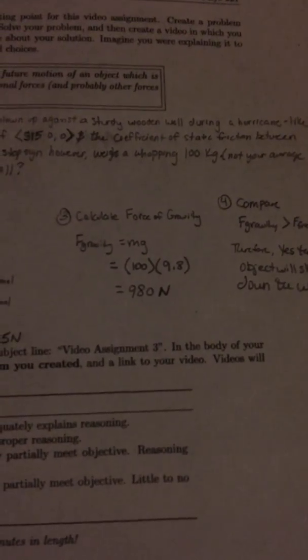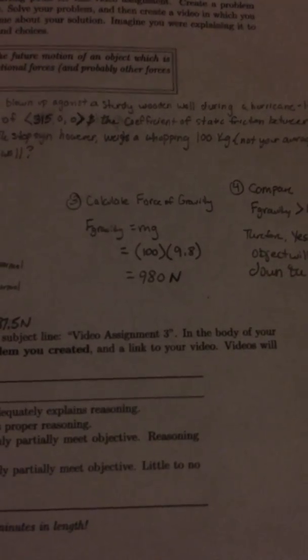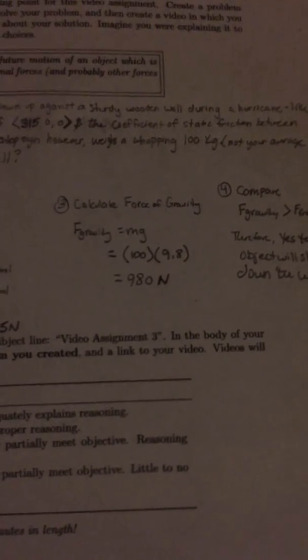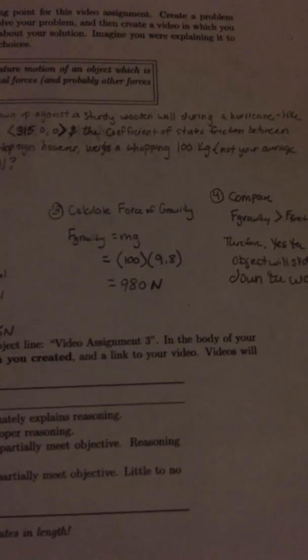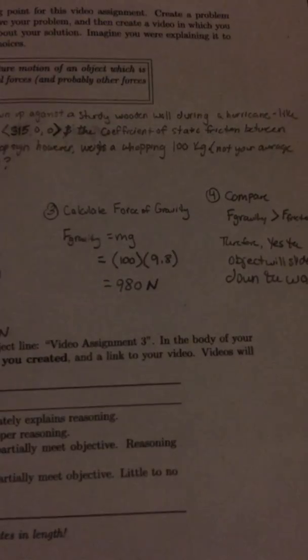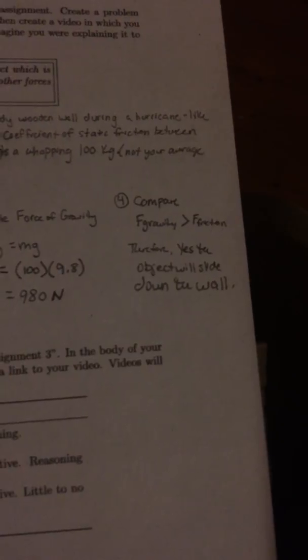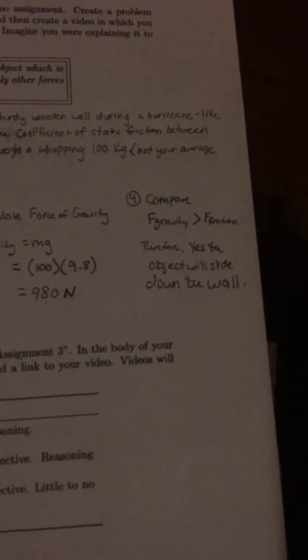Now we go down to when we calculate our force of gravity, and the force of gravity on Earth's surface is simply mass times gravity, which is 100 kilograms, as given by the weight of the stop sign, times 9.8, and that gives us an answer of 980 newtons. So obviously 980 newtons is greater than 787.5 newtons. So when we compare the gravity force and the friction force, the force of gravity is greater, and therefore, yes, the object will indeed slide down the wall.